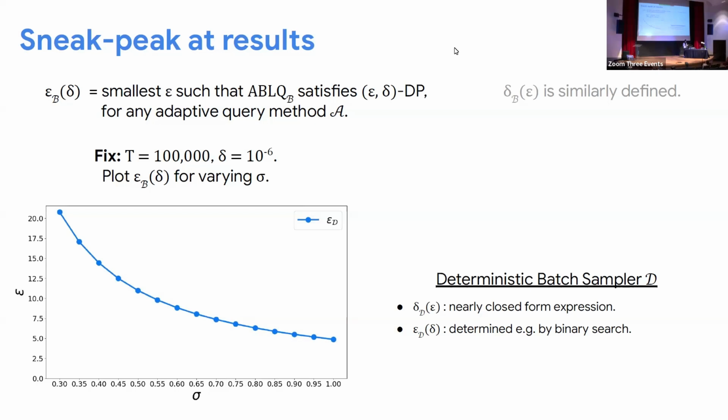So for the deterministic batch sampler, we have a plot here of how epsilon varies with the noise multiplier. And for the deterministic batch sampler, there's a nearly closed form expression for delta. So it's quite easy to compute, and you can compute epsilon by binary search.